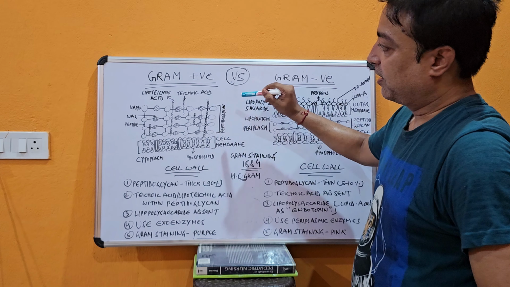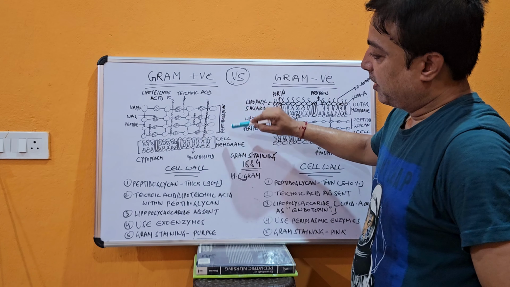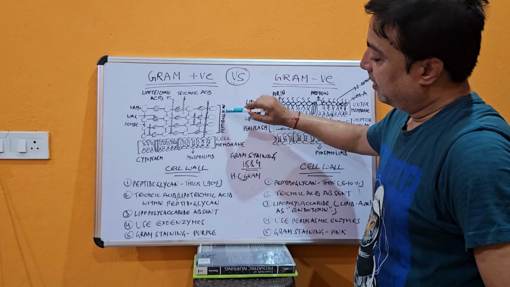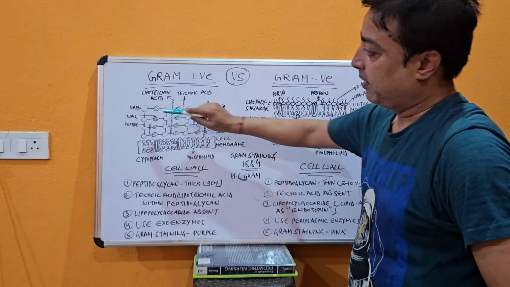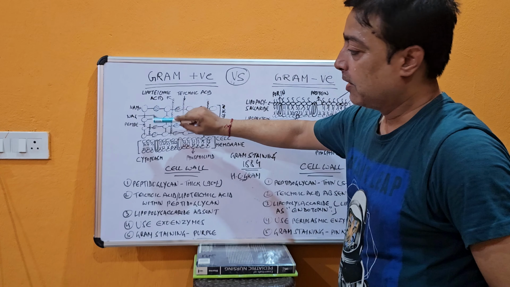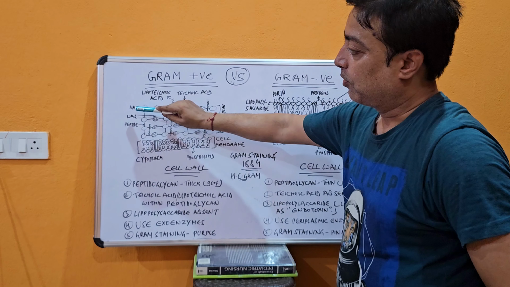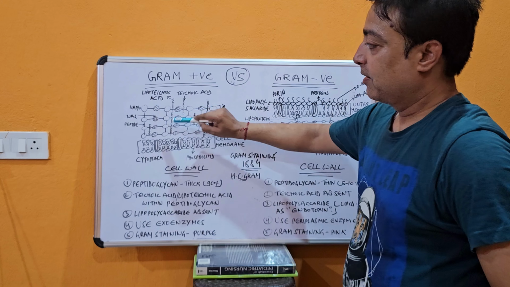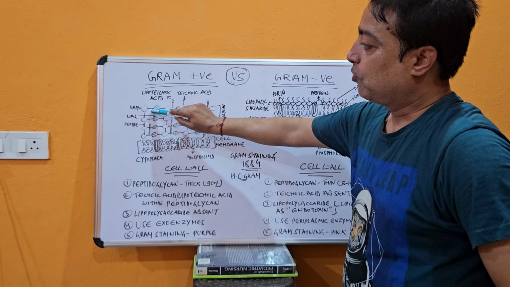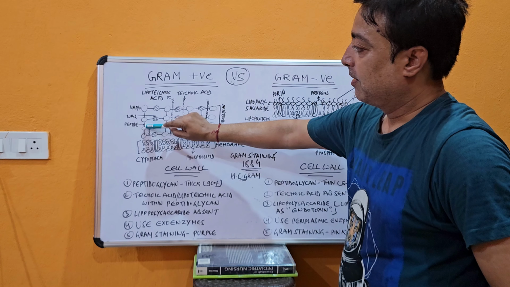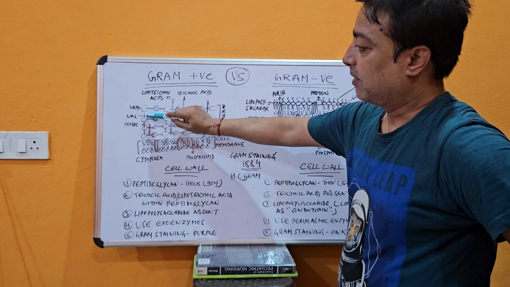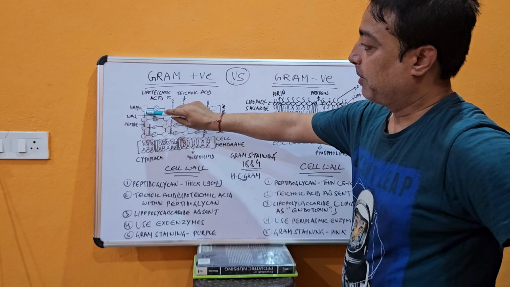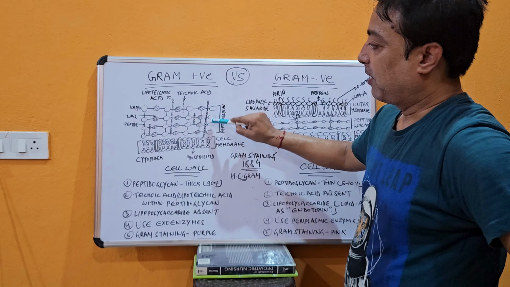Coming to gram positive bacteria, the main part is peptidoglycan. You can see this is the peptidoglycan, and it is made of two main components: N-acetylmuramic acid, NAM, and N-acetylglucosamine, NAG. Both these components join with a peptide chain, four amino acids together, and that makes the integration of this peptidoglycan layer.